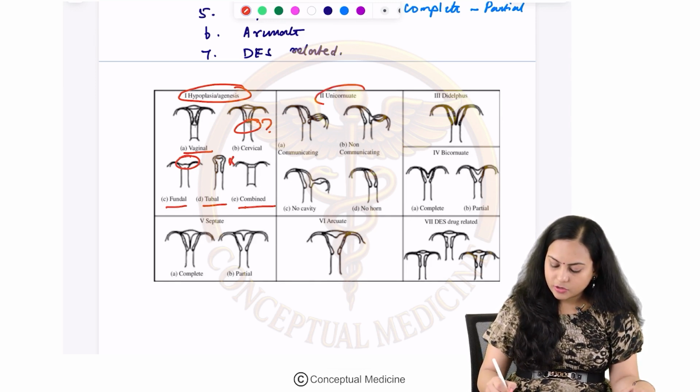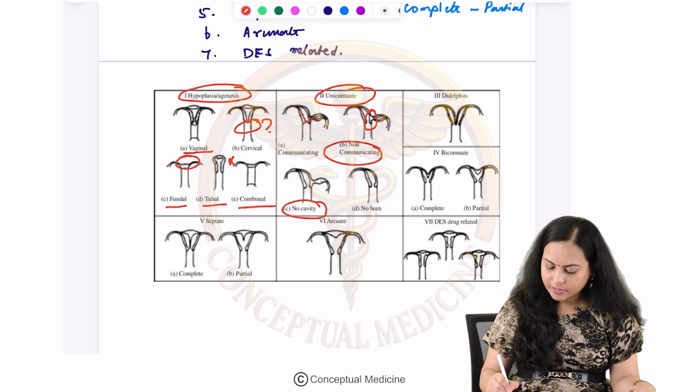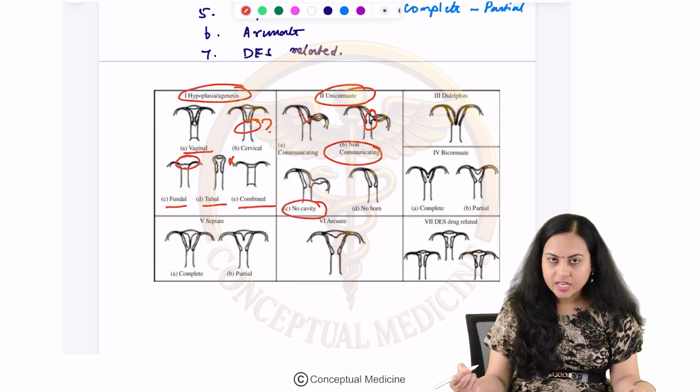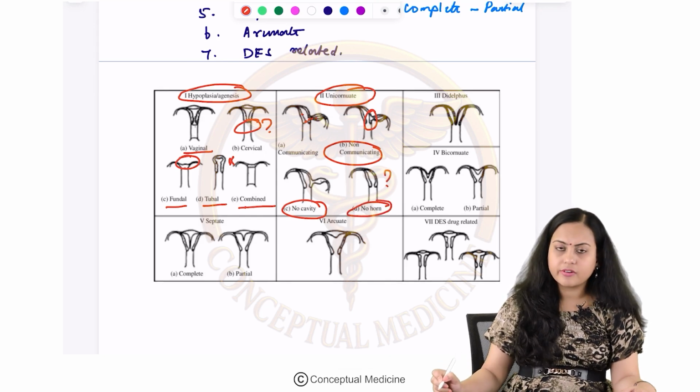The second type is a unicornuate uterus, where you will have two horns, and this is a communicating horn. You see a communication over here, right? Then it is non-communicating. See, there is an obstruction coming over here, so the two horns are not communicating. And then you have no cavity at all, meaning it is completely white because it is solid, whereas here you are able to see a gap in the first and second diagrams, and there is no rudimentary horn itself.